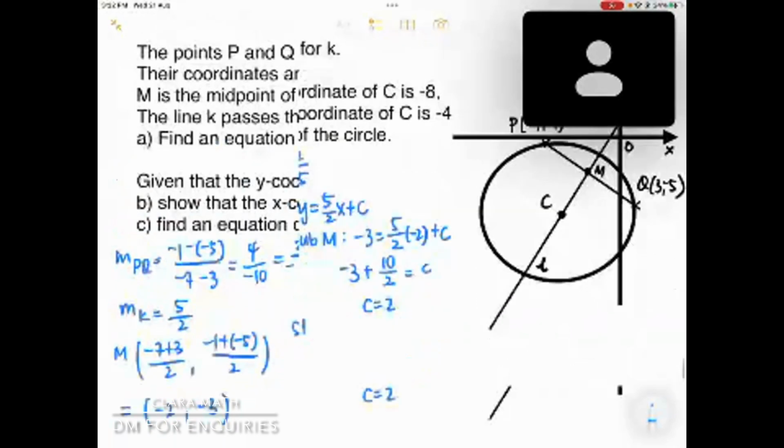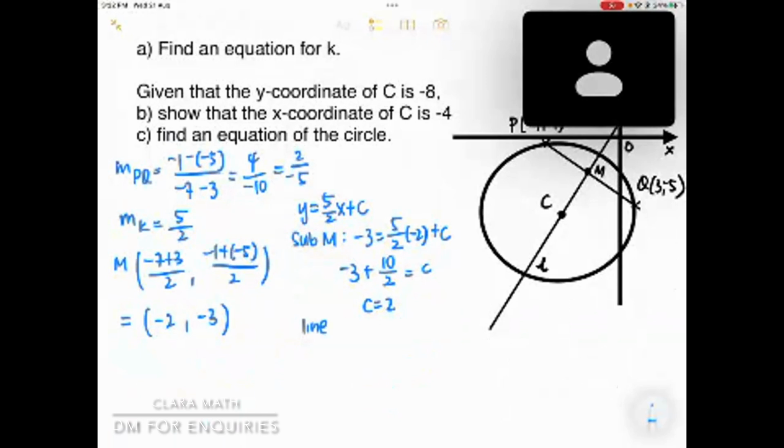Okay, so the line is y equals 5 over 2x plus 2. Okay, so next one is the y coordinate of c is -8. That means at this level, to the y-axis is -8. Show that the x coordinate of c is -4. Okay, so c is on this line. So I can sub in the y to be -8 and then I find the x.